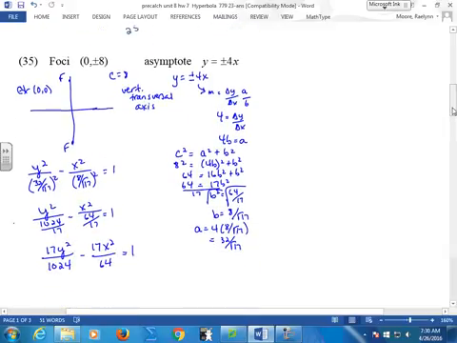And last, don't leave it in a complex fraction mode. Just flip it over so that it's not a complex fraction. You need to leave it like this when you're finding your a squared and b squared. But flip it out of a complex fraction.